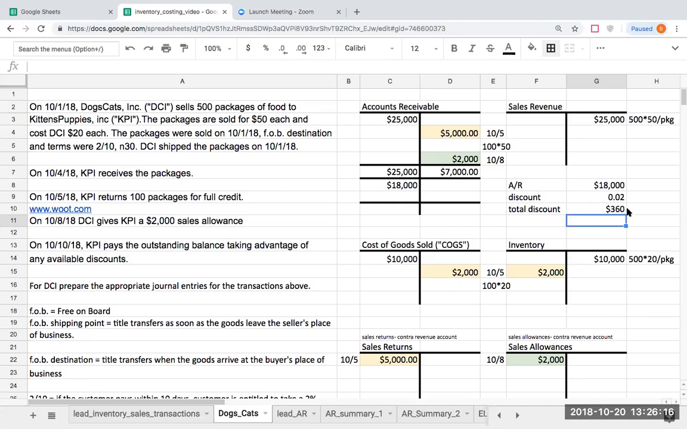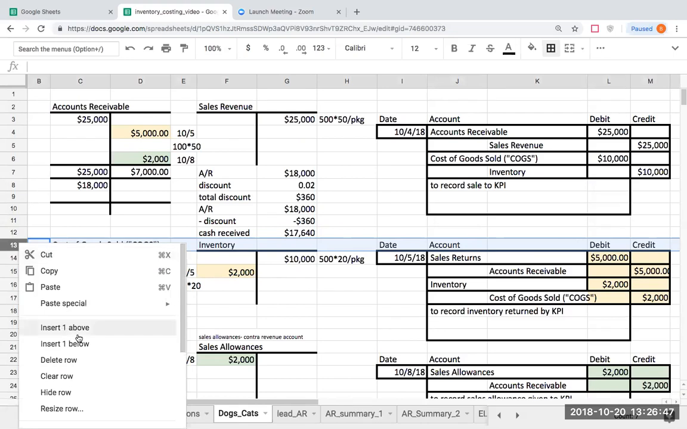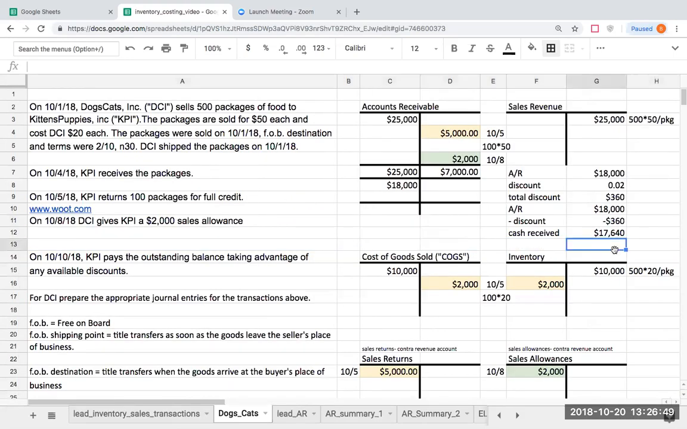So the amount of cash that will be received from this transaction is going to be my accounts receivable of 18,000 minus the discount of 360. Cash received will be $17,640. So that's what's happening here. The amount of cash I receive from this will be $17,640.